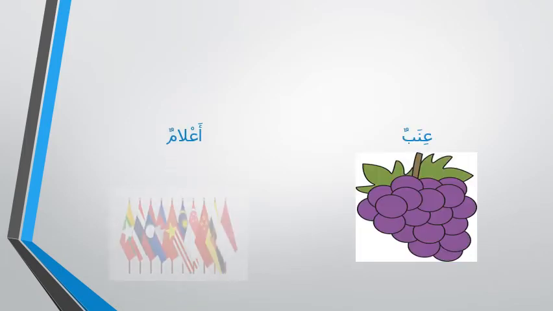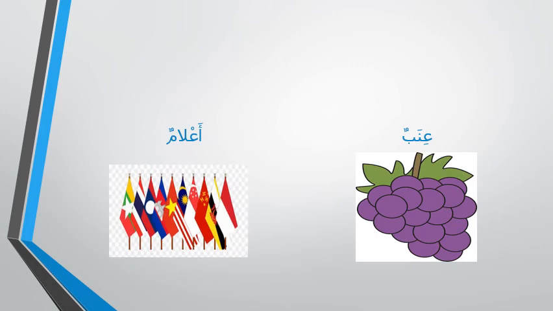What do we have now? Grape. What do you mean by grape? This is عي. Na. This is the letter na. Bon. عينه بون. So now we have عي with كسرة. Okay.